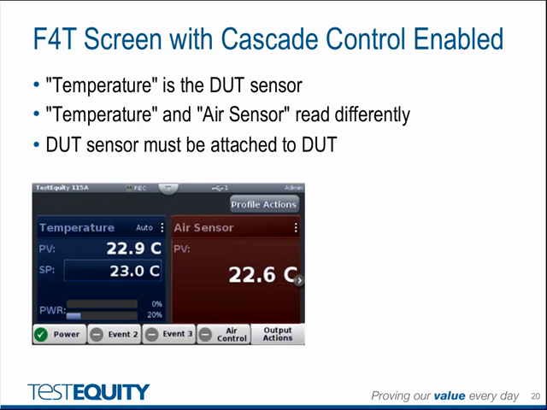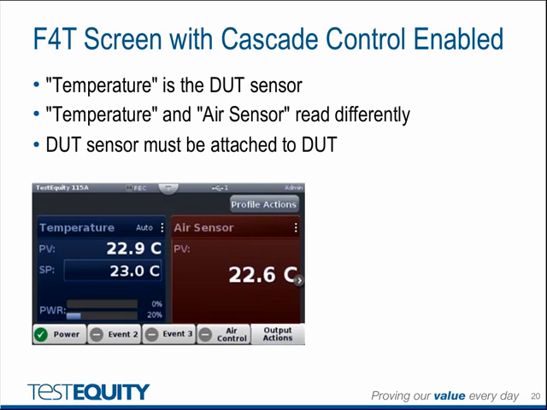Here is an example of how the F4T touchscreen controller appears with Cascade Control enabled. The air control button is not on. The temperature display on the left side is the DUT temperature. The air sensor display on the right side is the air temperature. In this mode, the part sensor must always be attached to the DUT. Keep in mind that Cascade Control is an option which needs to be specified at time of sale, and the standard F4T controller does not have this capability.